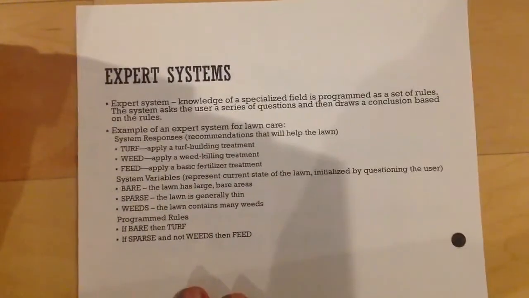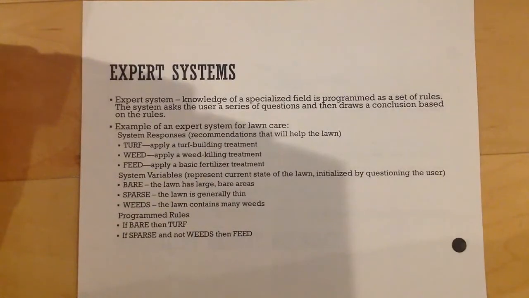Another way that is pretty popular is the expert system. All right, so expert systems, knowledge of a specialized field is programmed as a set of rules. So you can think of this as kind of like the if-then statements that we write all of the time in our programs. The systems ask the user a series of questions, then draw a conclusion based on the rules.